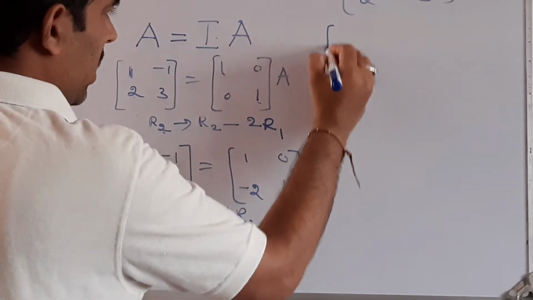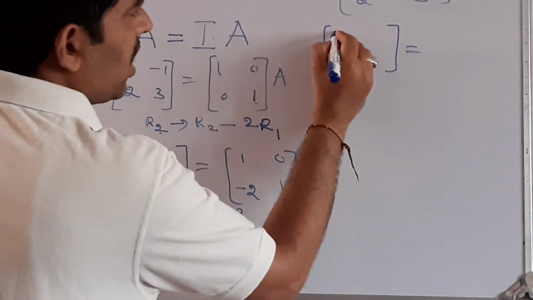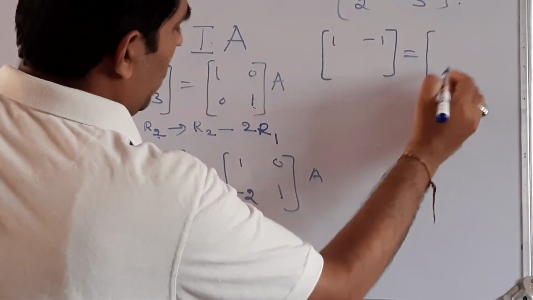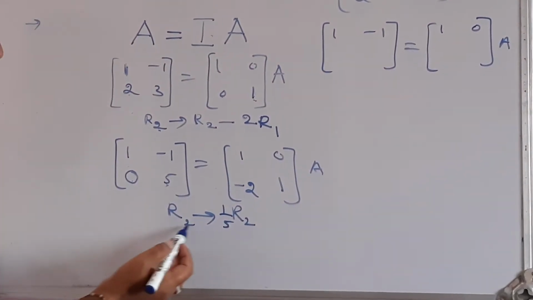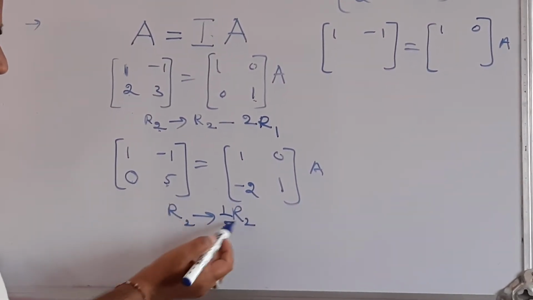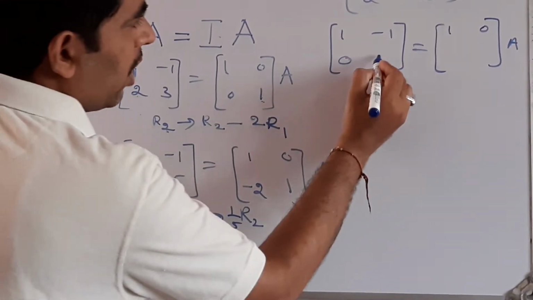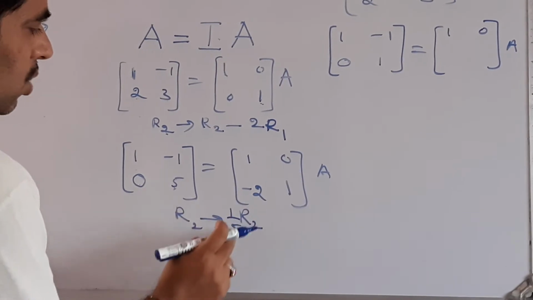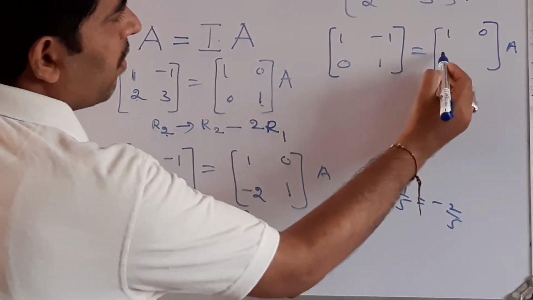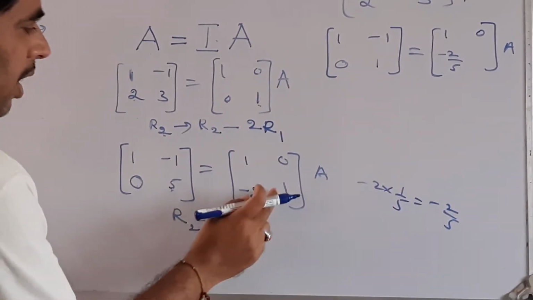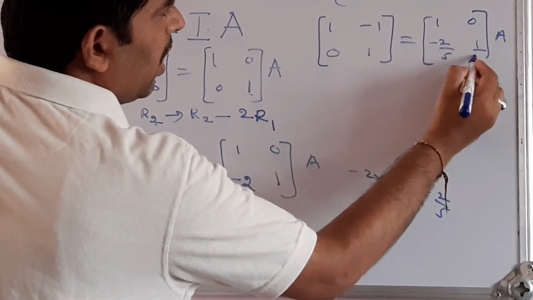On the left hand side, observe carefully, I will write the first row as it is, 1 minus 1. Then on the right hand side, R2 changes to 1 by 5 R2. See, 0 into 1 by 5 will be 0. Then 1 by 5 into 5 will be 1 here. Then minus 2 into 1 by 5, that is minus 2 by 5. Then 1 into 1 by 5, that is 1 by 5.